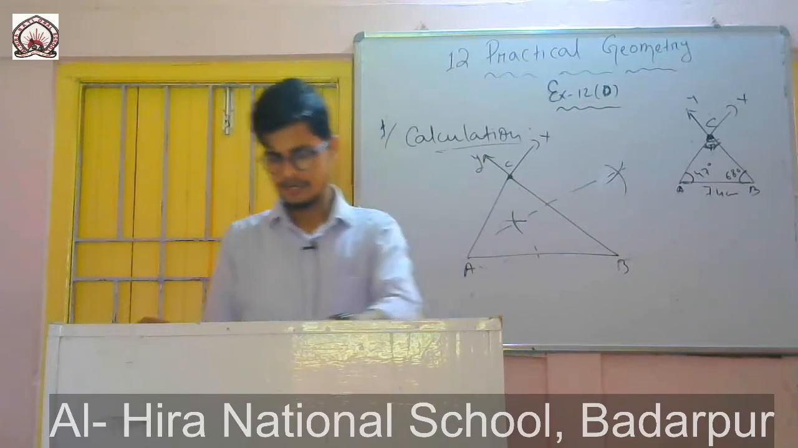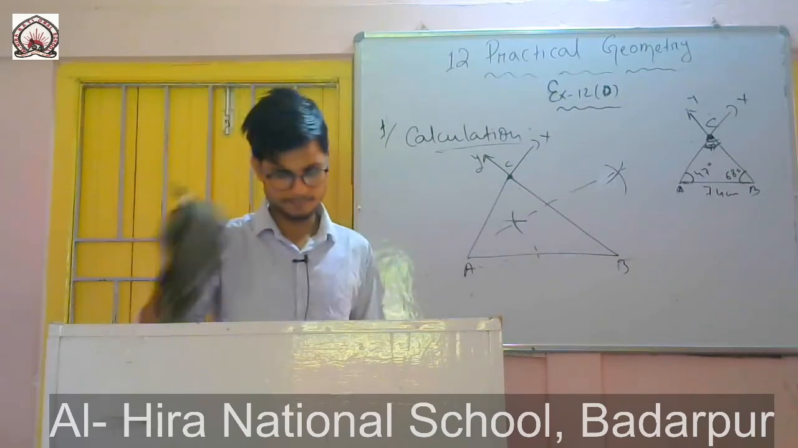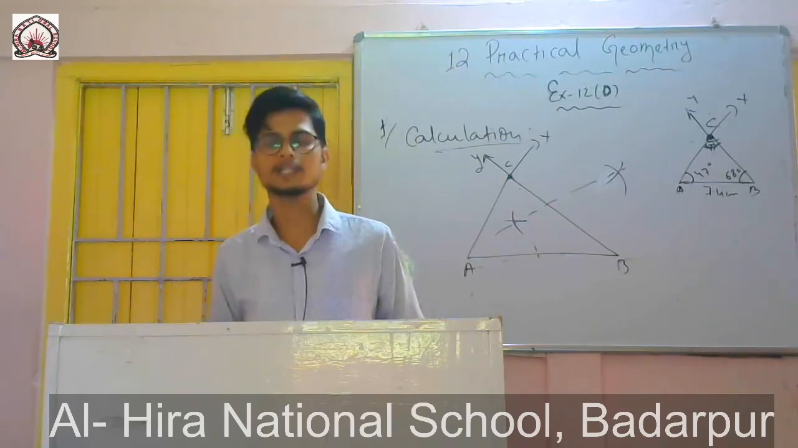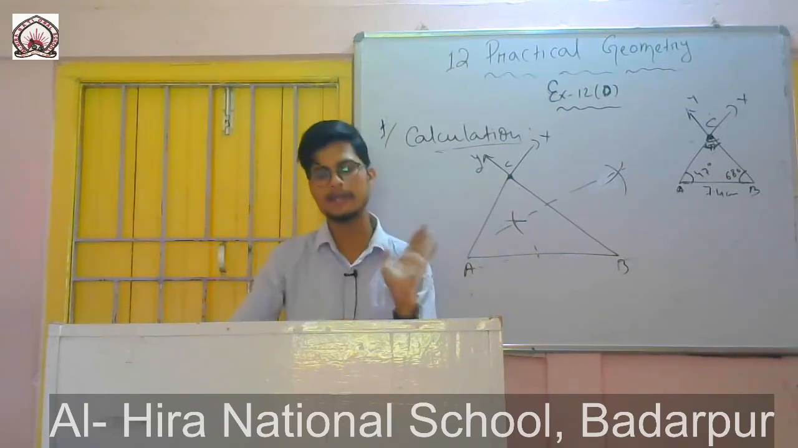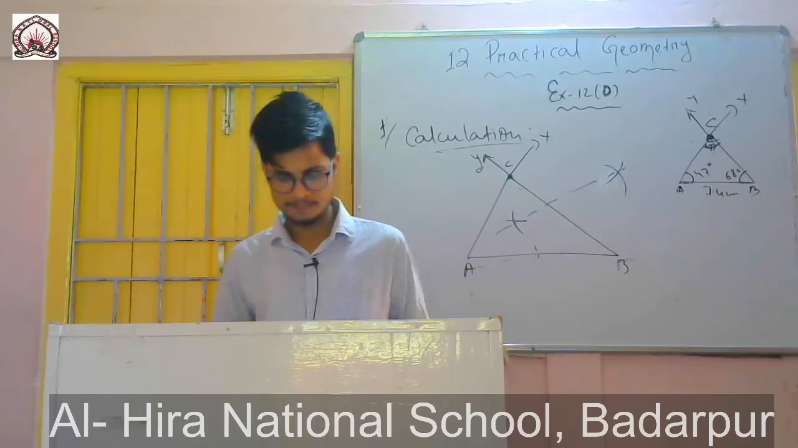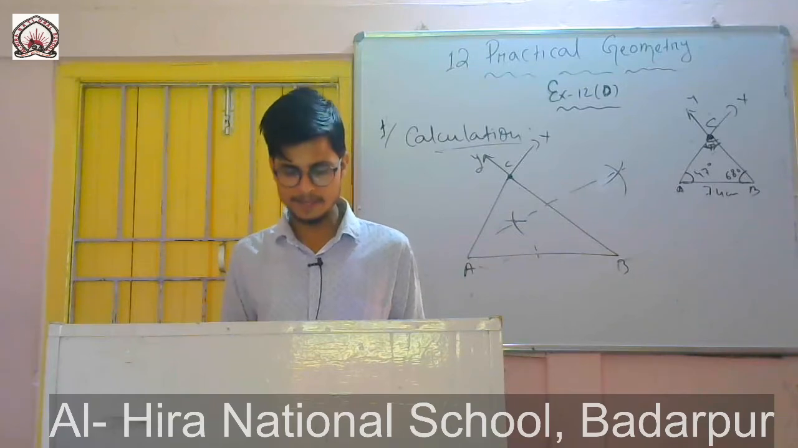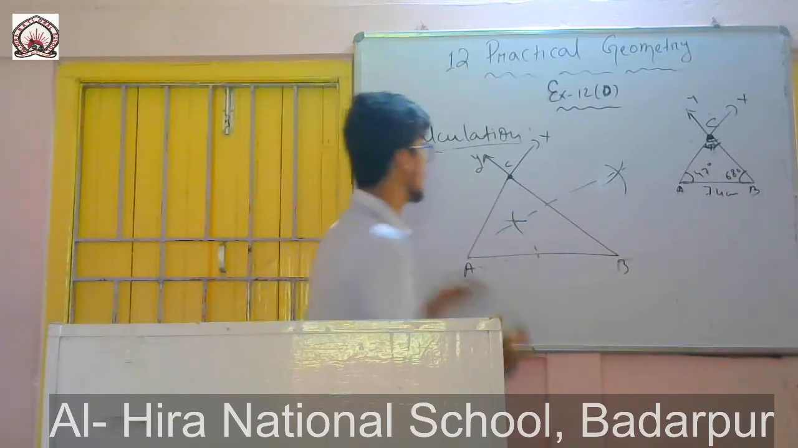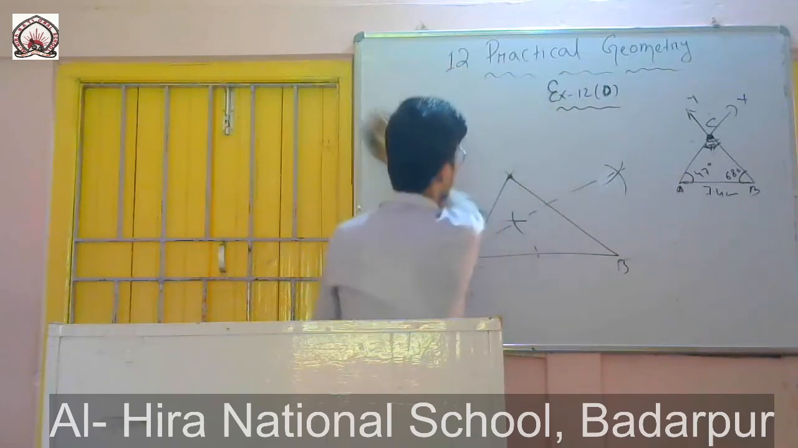So now exercise 12E. Construct a right triangle. Right triangle means one angle is equal to 90 degrees. So it is given, all the questions are the same. It is given that ABC is a right triangle at B. That means at angle B it will be a right angle.